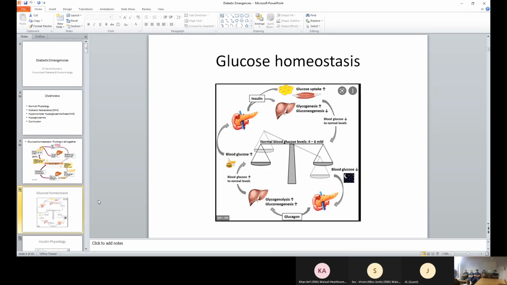We want to maintain the blood sugar between 4 and 6 millimole, through the alpha cells and beta cells in the pancreas and the liver. That's predominantly it.